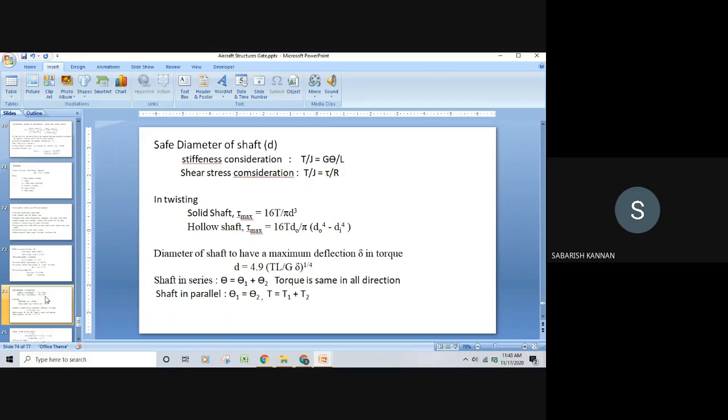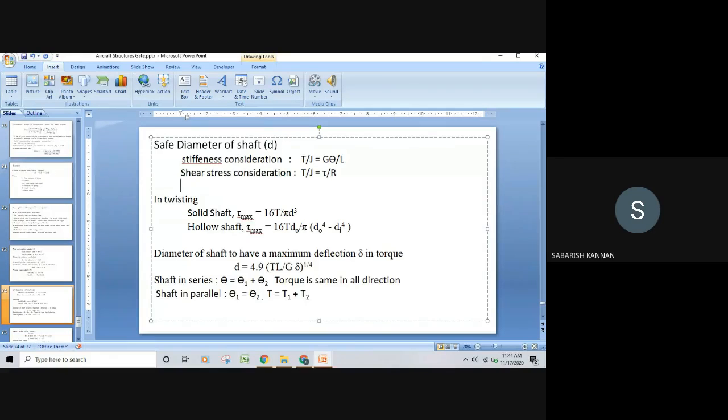If we design a safe diameter of the shaft, we just consider two things: shear stress consideration, and the second one is stiffness consideration. Stiffness consideration belongs to the strength of the shaft. So therefore T by J equal to G theta by L. This is a very important relationship to find the stiffness value. Then next, shear stress consideration is nothing but T by J equal to tau by r, right?